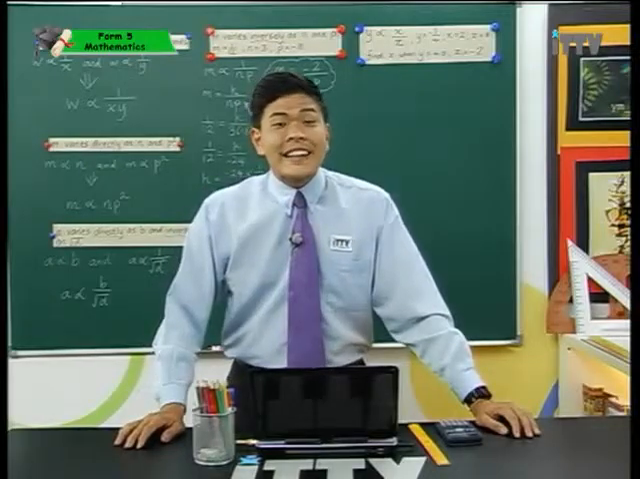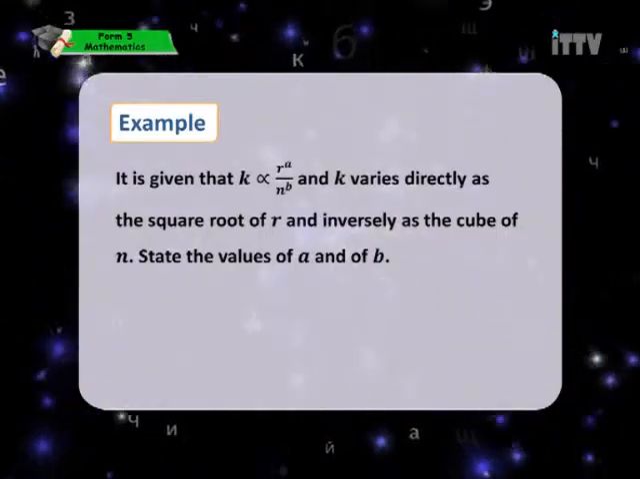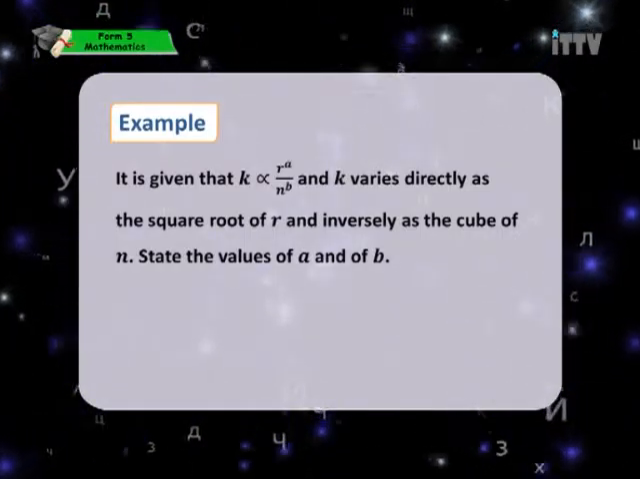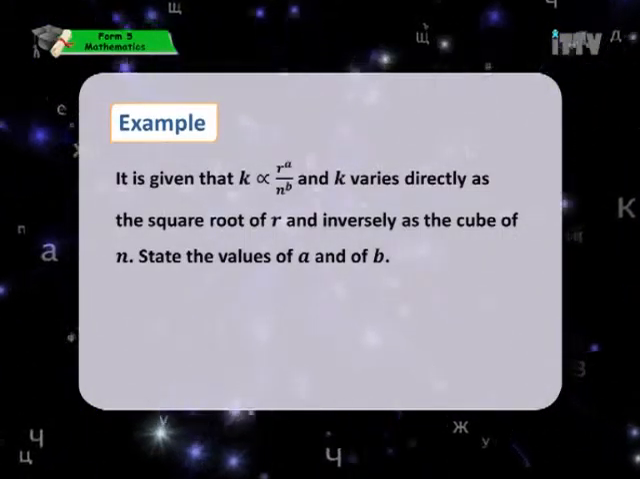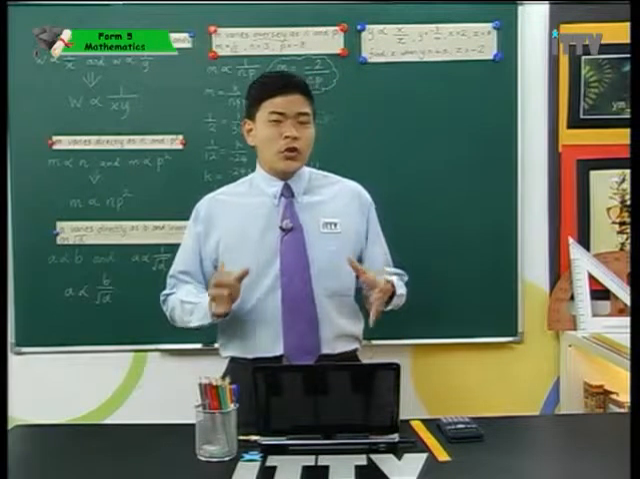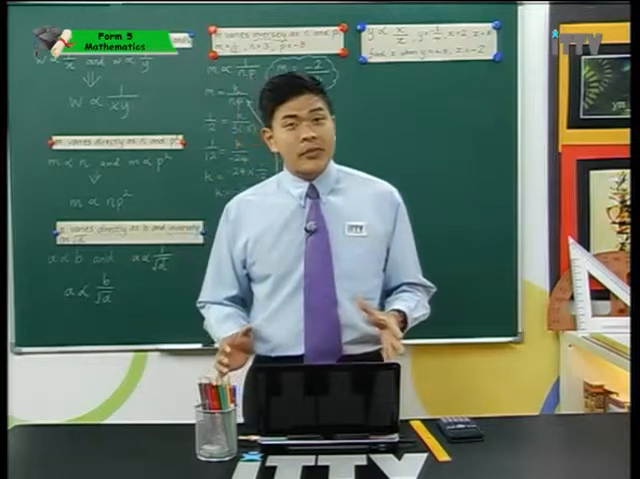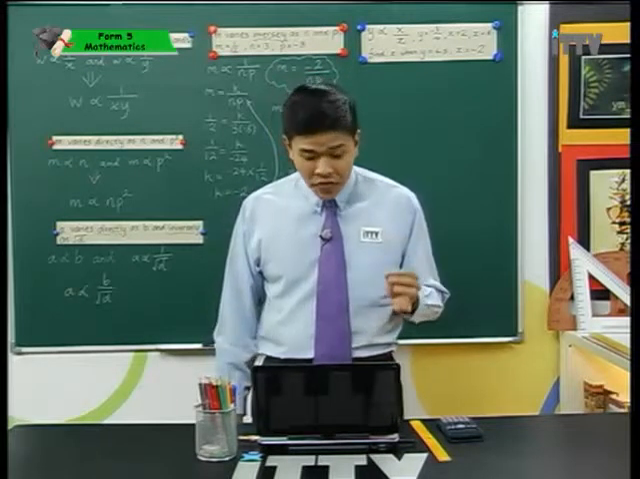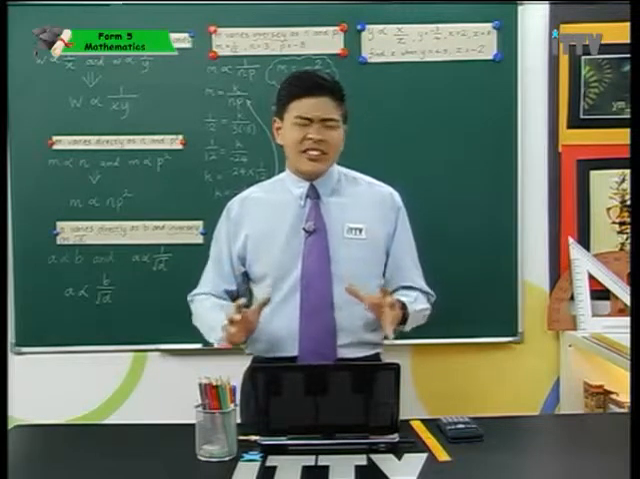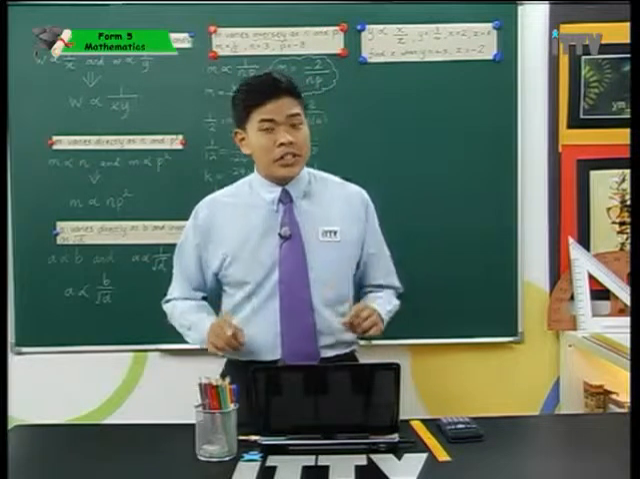Alright guys, let's go on to the next example. It is given that k varies as r to the power of a over n to the power of b, and k varies directly as the square root of r and inversely as the cube of n. State the values of a and of b. Okay, so how do we do this question? Okay, take a look again at this question. It is definitely a joint variation because we can see that there are actually three quantities involved: k, r to the power of a, n to the power of b. So how do we actually do it? Alright, it's a very simple question, but all you have to do is realize that it's actually joint variation involved. So let me just show you this one.